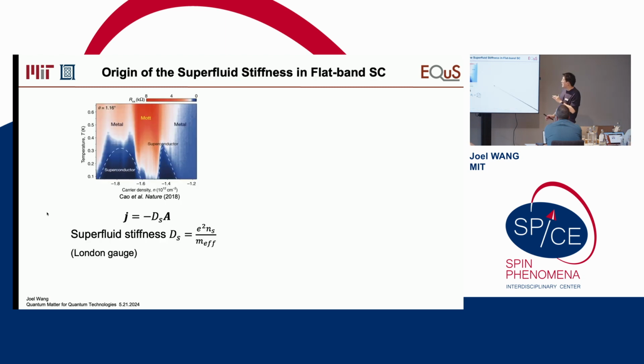Now we believe that we are able to see the kinetic inductance. Let's take a break and re-examine the system that we are studying. We know that TBG can be superconducting, and we also know that in superconductivity, the electromagnetic response is captured by the London equation in the London gauge. Basically, it relates the current density with the vector potential through the superfluid stiffness, which is given by the superfluid density divided by the effective mass of the carrier.